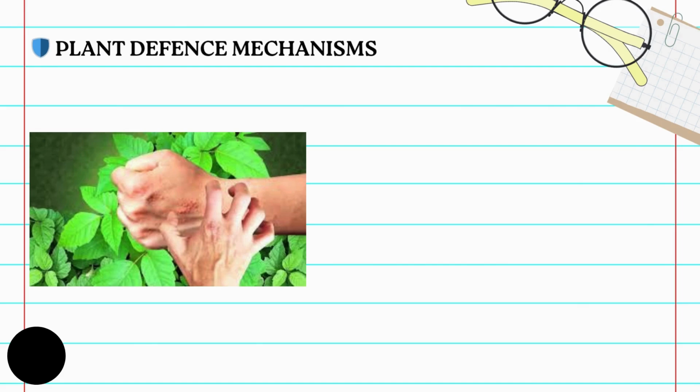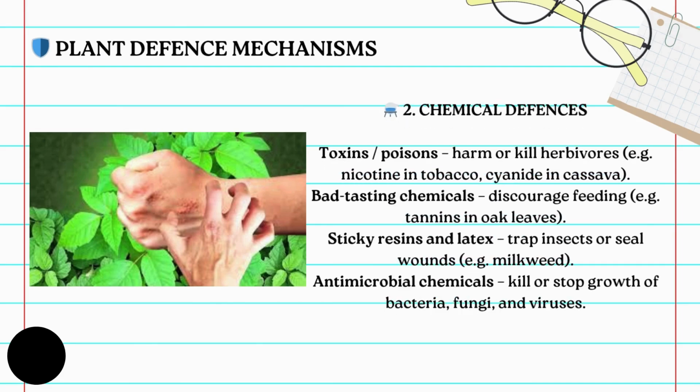There are also chemical defenses. Some plants will release toxins or poisons like nicotine and cyanide that sometimes harm or kill herbivores. They sometimes release chemicals that make them taste bad or smell bad, or they'll have sticky resin, like these gel-like sticky feelings to the touch, or there'll be latex, or sometimes they'll have antimicrobial chemicals which will kill or stop the growth of bacteria or fungi and all of that.